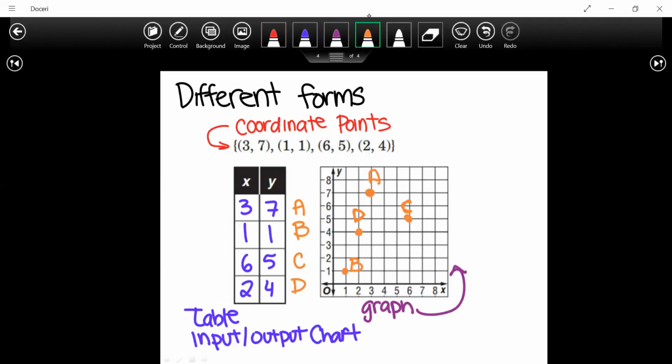Those are the various representations of the different types of forms we can see when graphing coordinate points. In the future, we're going to look at whether it's a function or not, whether we can define it as a function. I'll show you what that means. We can tell by looking at the graph, the charts, and the coordinate systems. So we're going to look at tables, mappings, and graphs.